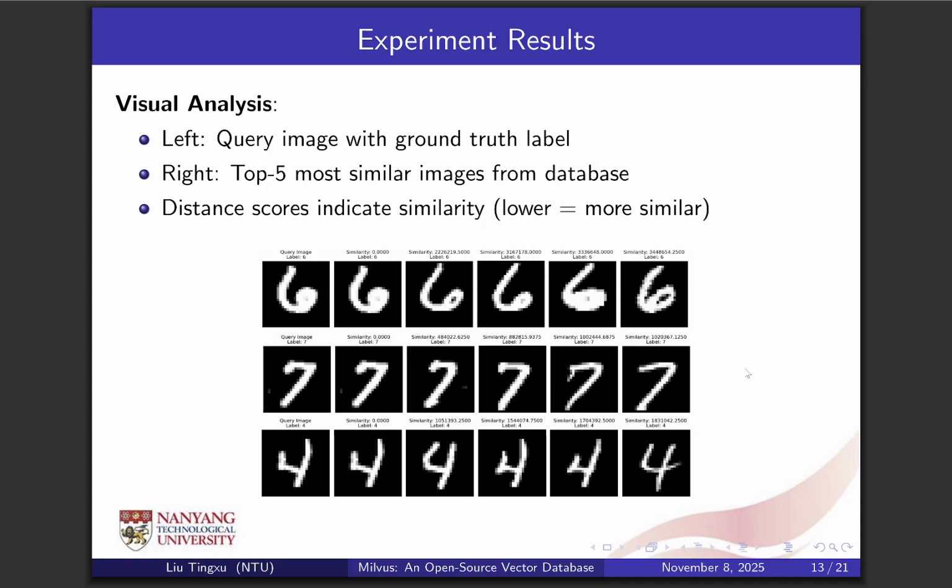And here are the experiment results. The picture on the left is a query image with its ground truth label. And the five pictures on the right show the top five most similar images from the vector database, and the scores indicate similarity. The lower the score, the more similar.